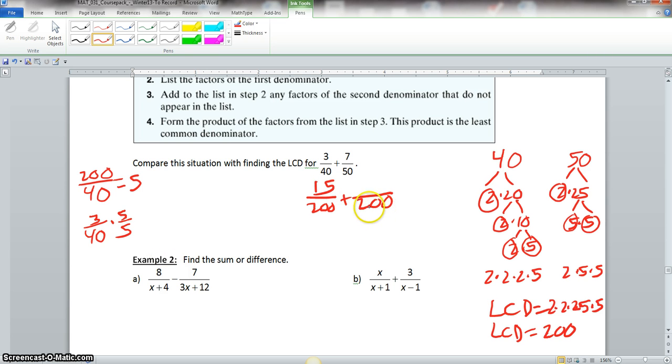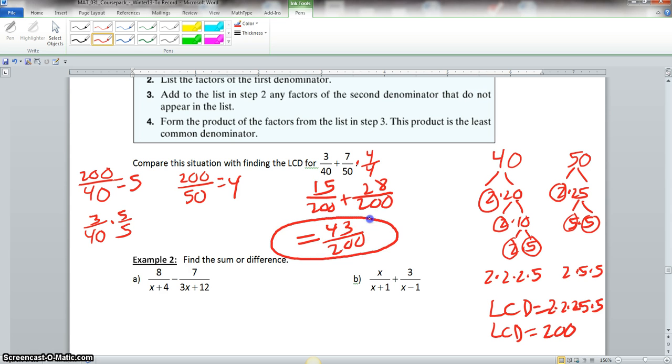Next, we would take this new denominator divided by the old denominator. So that would be 200 divided by 50, which would give us 4. So we'll multiply this numerator and denominator by 4. 7 times 4 is 28, and 50 times 4 is 200. Now we have our fractions. 15 plus 28 is 43, and that's all over 200. And that is it.